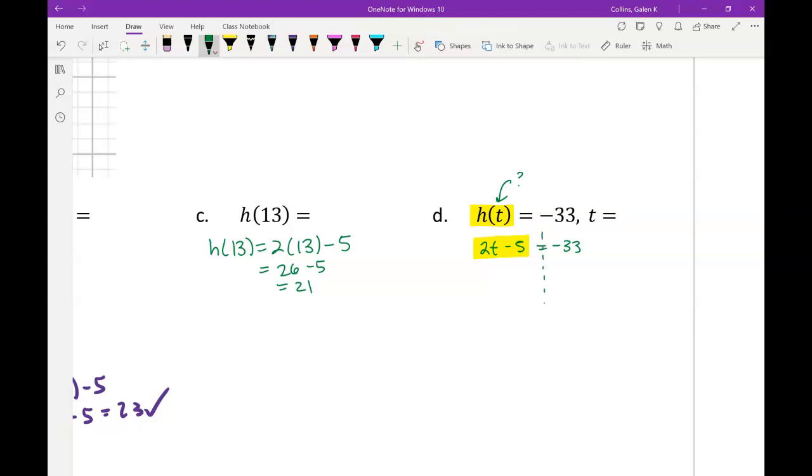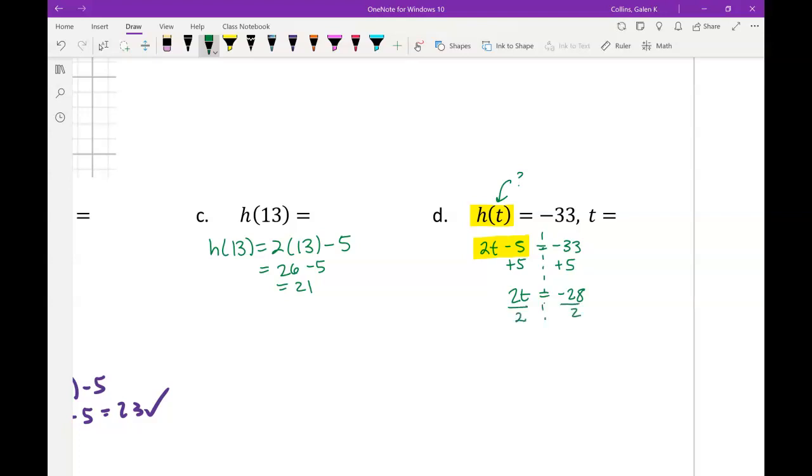And just like in our ready section, I want to undo the subtraction of 5 with the inverse operation, addition. So now on the left-hand side of my equation, I have 2t all by itself. And on the right-hand side, negative 33 plus 5 is the same as 33 minus 5, except we'll get a negative answer. So that is what? Negative 28.